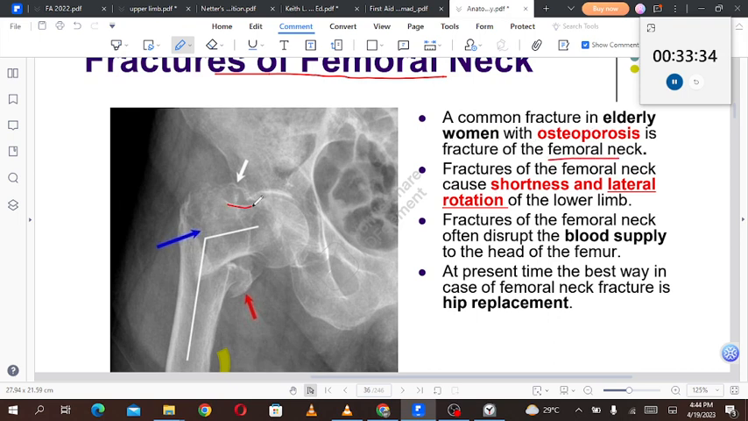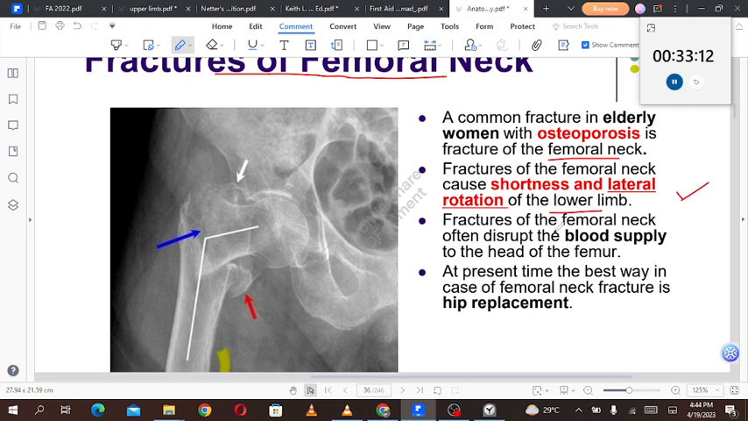So if this is the head, below the head we have the femoral neck, and this neck is commonly fractured in older women who have osteoporosis. If you can see this line, this is the line of fracture. Fractures of the femoral neck cause shortening and lateral rotation of the lower limb. So the lower limb will be shortened and also laterally rotated.